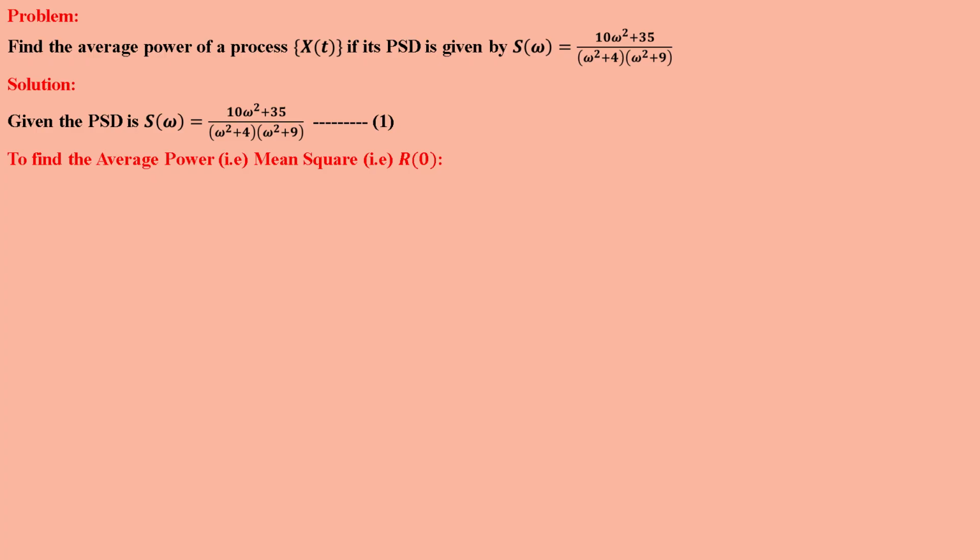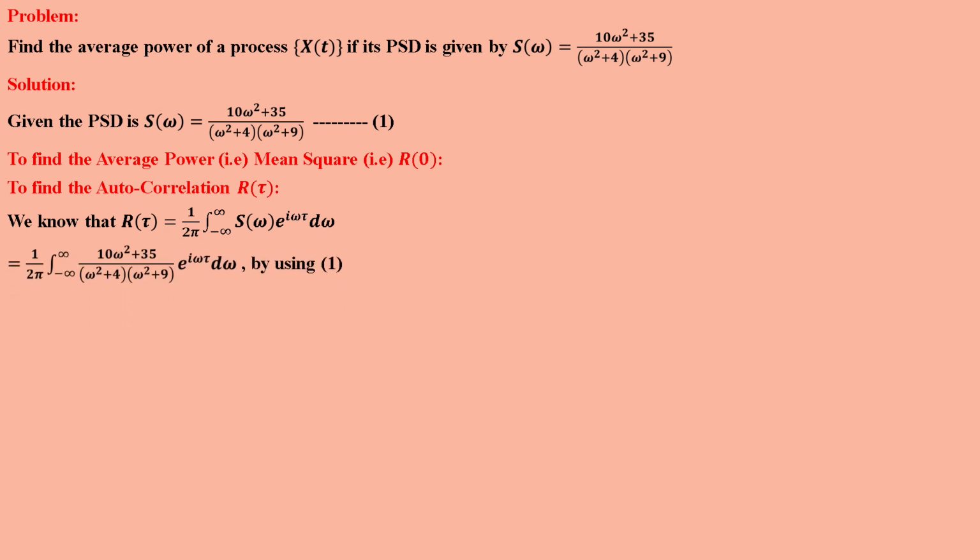To find the average power, that is nothing but the mean square, that is equal to R(0). We know that R(τ) is the inverse Fourier transform of S(ω), that is equal to 1/2π integral from minus infinity to plus infinity of S(ω) e^(iωτ) dω. Now that is equal to 1/2π integral from minus infinity to plus infinity of (10ω² + 35) / ((ω² + 4)(ω² + 9)) e^(iωτ) dω. So we are replacing S(ω) by the given one, that is by equation number 1.